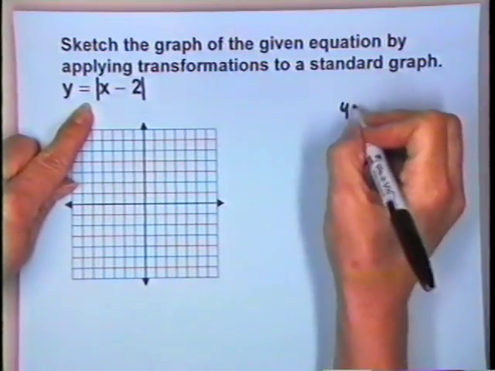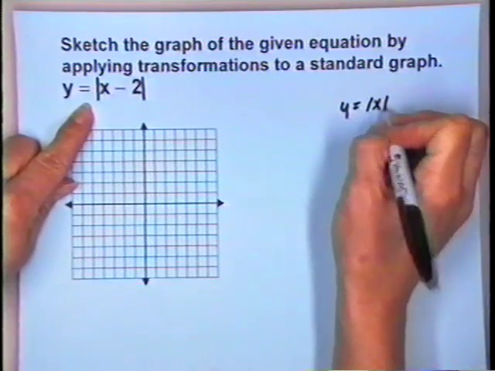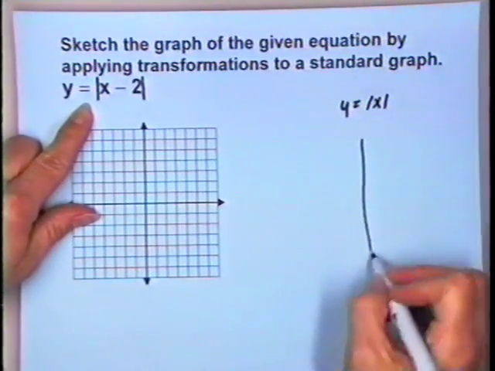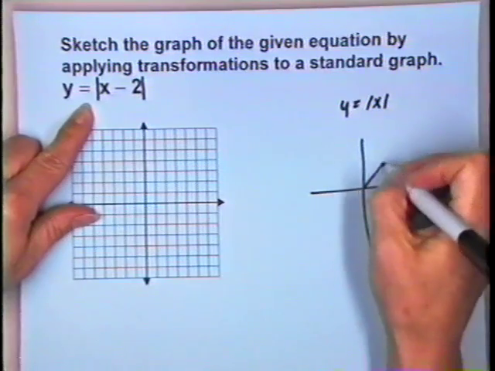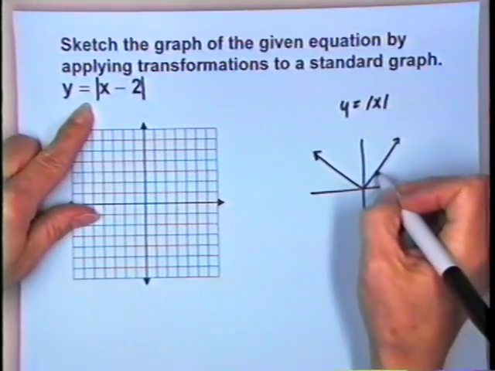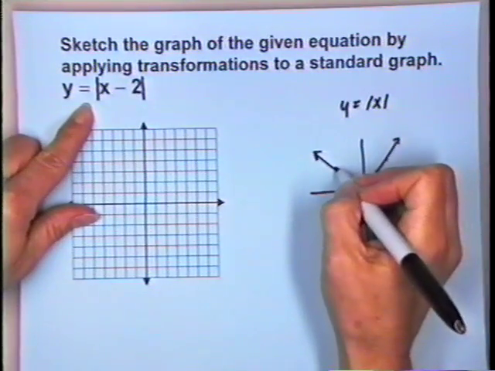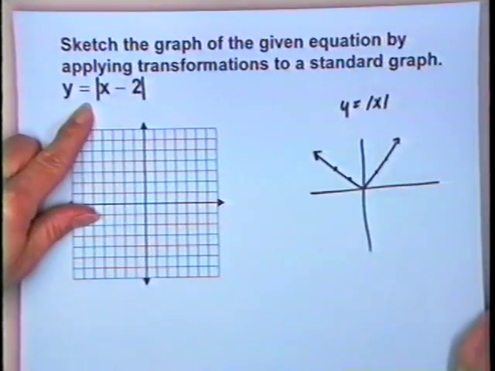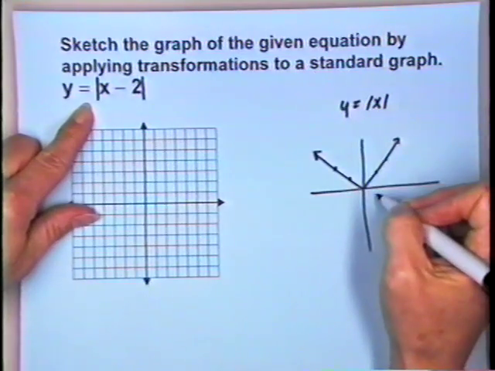My basic function is y equals absolute value of x. Do you remember that basic graph? You should be picturing a V-shaped graph like that. It goes through 1, 1, 2, 2, -1, 1, -2, 2, and so forth. Those lines coming together to form a V shape.